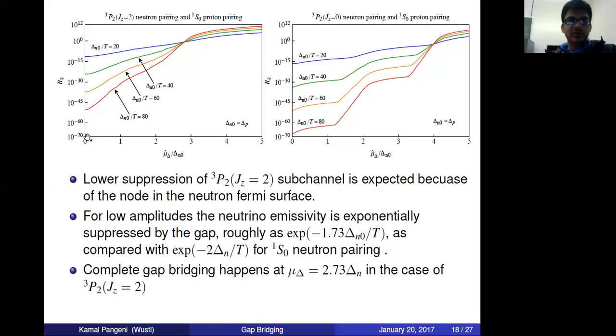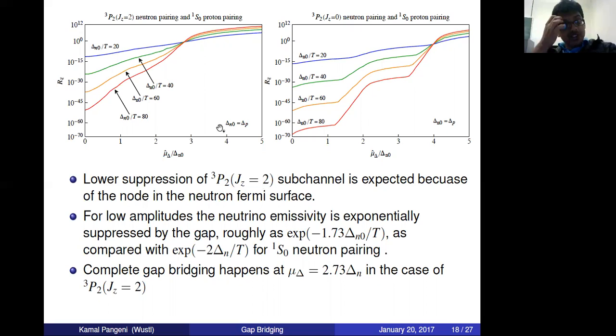We start at low suppression, where for JZ equals 0, the complete gap bridging is around mu delta over delta, this ratio is 4, but for the other one, it's around 2.73. So this one reaches the uncapped value faster, and it's basically because you have this node in the Fermi surface that helps you. So if we compare these two subchannels, as expected, the lower suppression is in the JZ equals 2 subchannel. And for this one, the complete gap bridging is around 2.73.